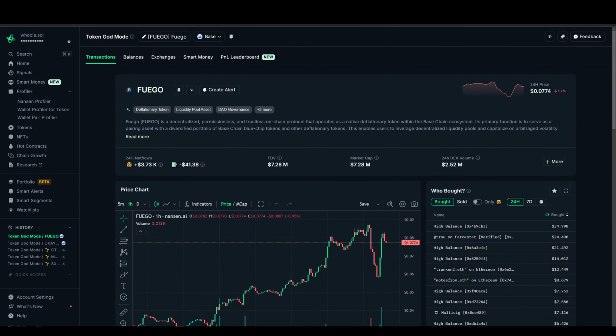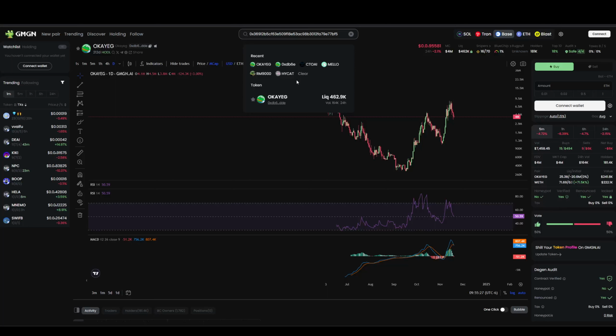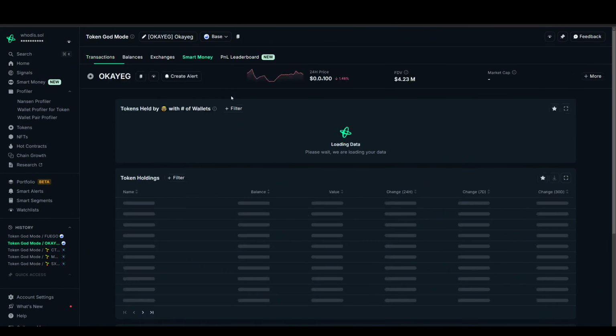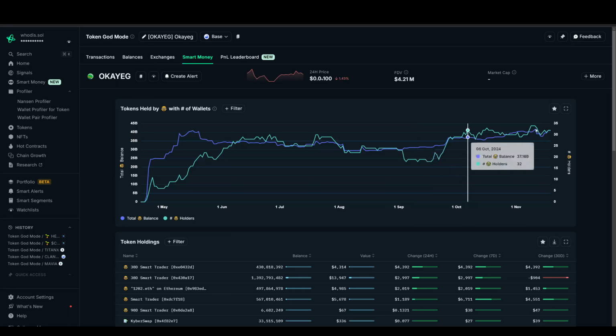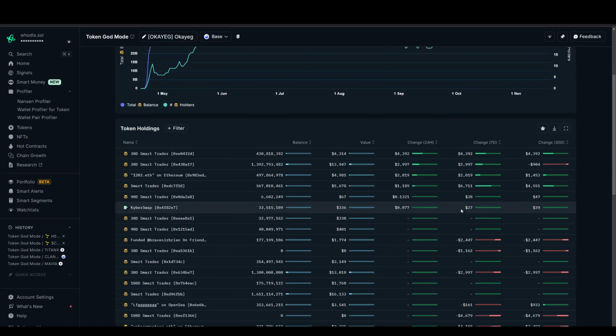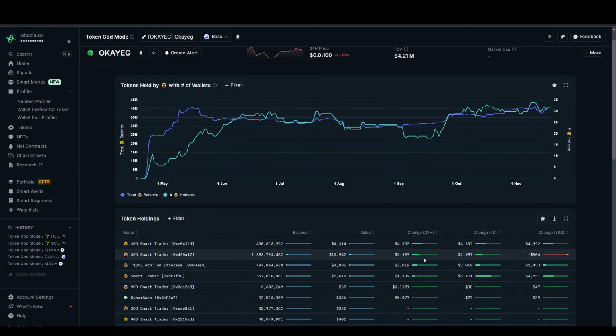Here's one called Fuego on base. And remember, oh, this is saying it could be a honeypot, okay. I don't know this one, so let's just skip it. But remember, you can also look at smart money on these. Look at that nice, clean, more and more interest by smart money. That means more wallets are joining, they're purchasing more tokens. So even though there was a lot of profit taking before, it seems like there's some new interest here where there's new smart money wallets that are buying.